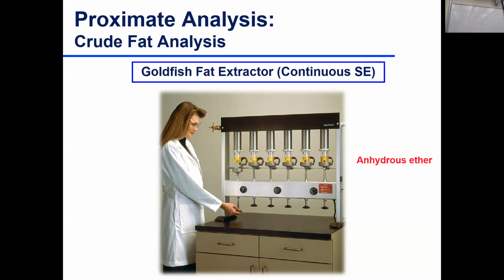Okay, so I will just try to draw this component so that you can see it. So first of all, you have a beaker, usually you pre-weigh.